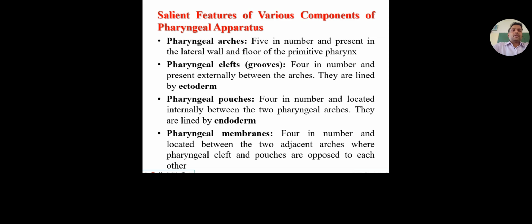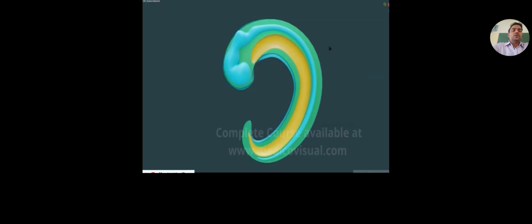And what are the different components here? So pharyngeal arches are 5 in number, whereas pharyngeal clefts, which are formed by the ectodermal invagination, are called the pharyngeal clefts. They are 4 in number. Pharyngeal pouches are endodermal evaginations, outpouchings of endoderm. They are also 4 in number. And where this ectoderm and endoderm meet, they form membranes. They are called pharyngeal membranes. So pharyngeal apparatus contains 5 arches, 4 clefts, 4 pouches and 4 membranes.